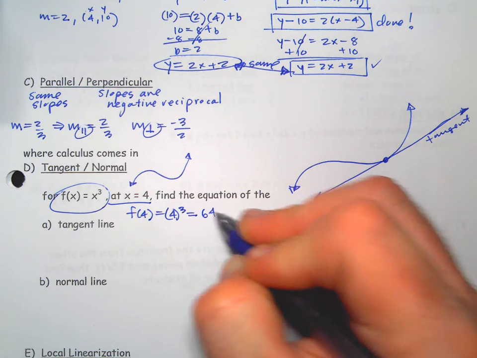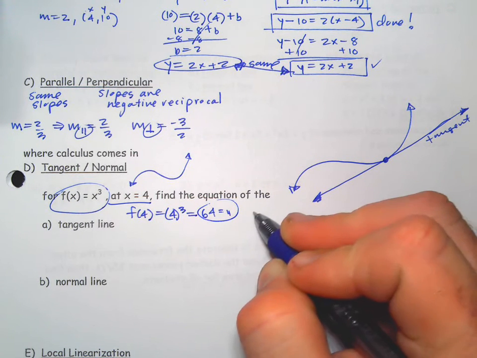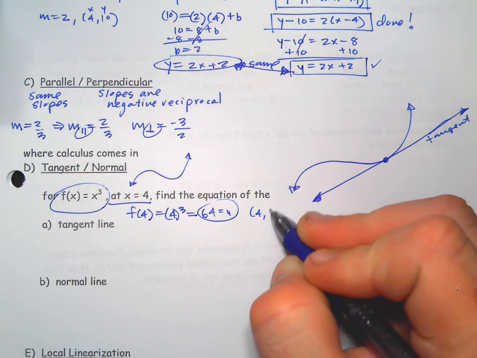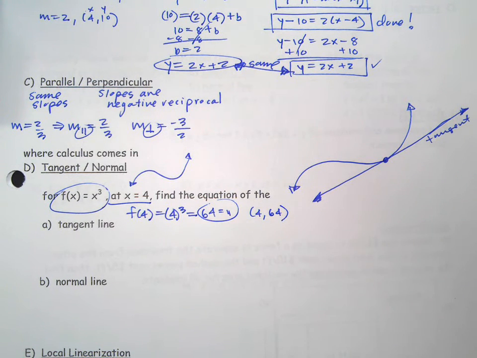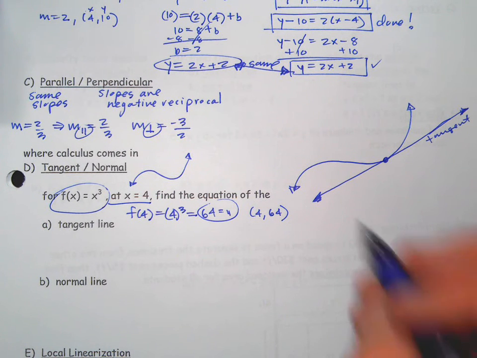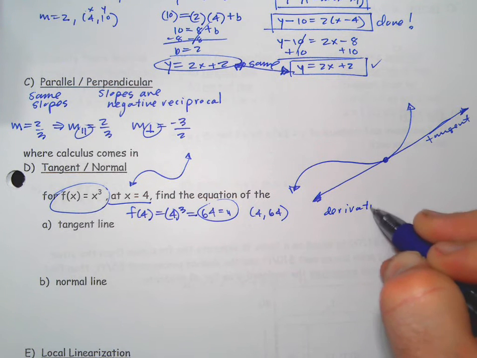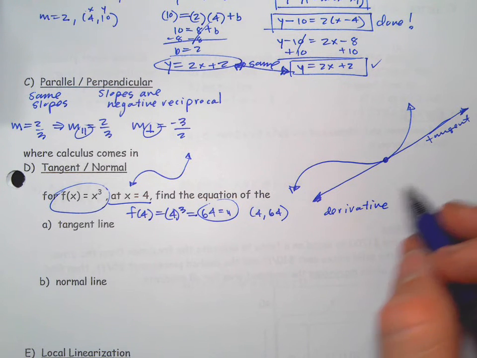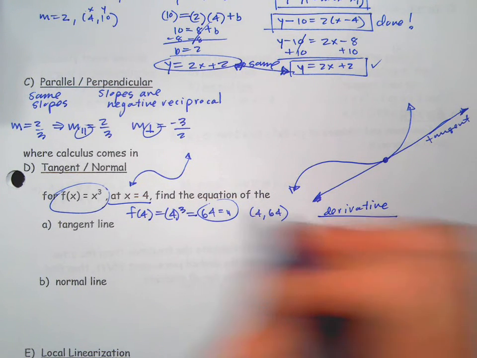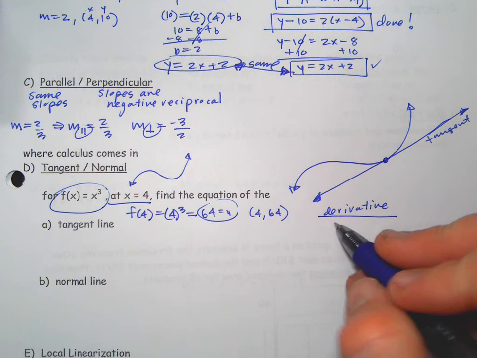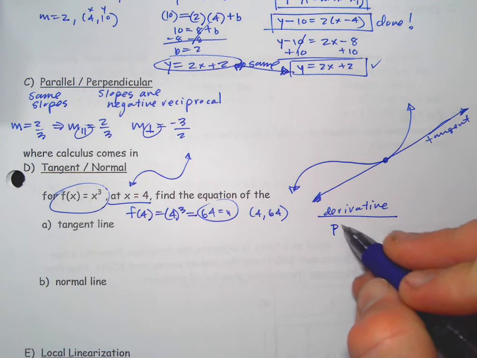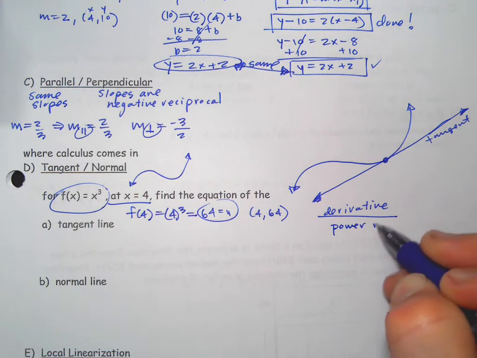Just got to find the y value. So the point that we have for the line is (4, 64). Then we got to find the slope. Now, one way to get the slope is from the derivative. And this is a polynomial function, which we also call a power function. And so it uses something called the power rule.